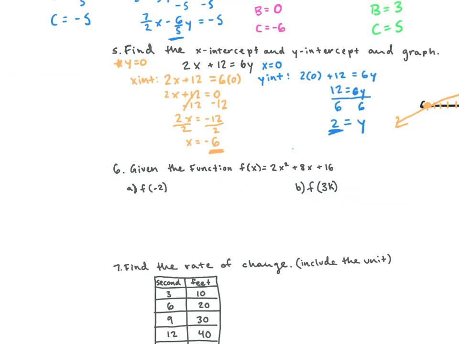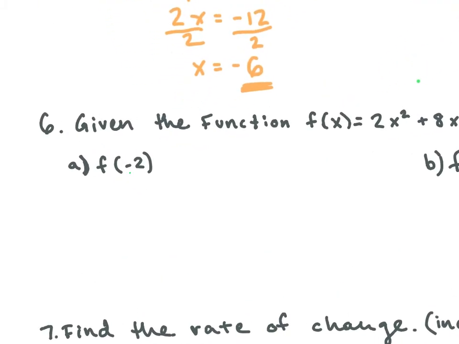All right, number 6. Given the function f of x is equal to 2x squared plus 8x plus 16, we need to solve for f of negative 2. So we take our number in the parentheses here and plug it into x. So we have 2 times negative 2 squared plus 8 times negative 2 plus 16. So negative 2 squared is 4. 8 times negative 2 becomes negative 16, and then plus 16.